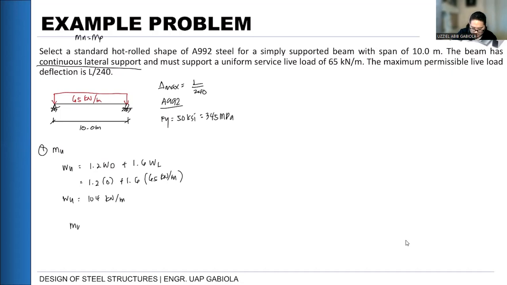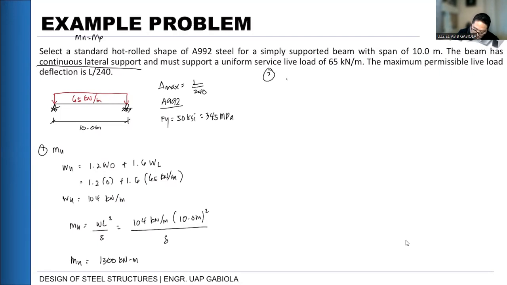Then we need to calculate for the ultimate moment. So WL squared over 8, that is 104 kilonewton per meter times 10.0 meter squared all over 8, or yung maximum moment natin, or ultimate moment, 104 times 10 squared all over 8, so 1,300 kilonewton meter. Okay? And then, we proceed with the selection ng members.